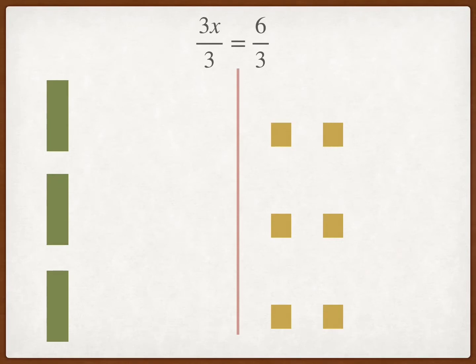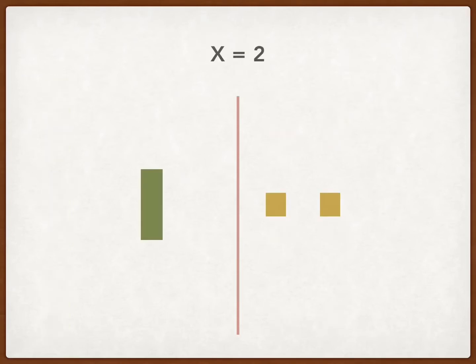Now that we know that 3x equals 6, we have to divide each side by 3 to find out what 1x equals. And so to divide by 3, we space out our 3 x's into 3 parts, and then our 6 into 3 parts, which makes 3 groups of 2. Now that we have divided each side by 3, we know that x equals 2, and we have solved our equation.